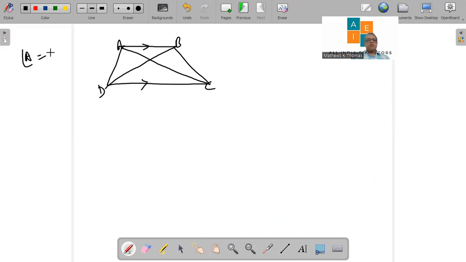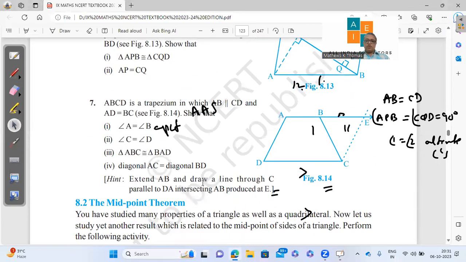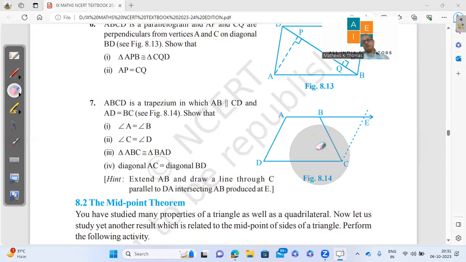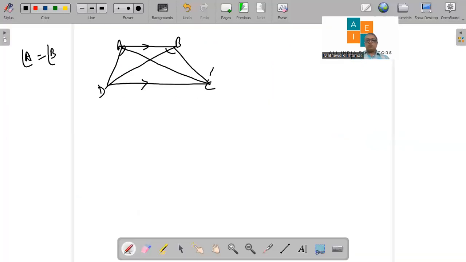The first part we have to prove: angle A is equal to angle B. And here in the hint of the textbook, they have given that we need to draw a line CE parallel to AD and extend AB. But this hint obviously will not be given in the exam. The hint is draw CE parallel to AD. We are drawing this line parallel to this and we are extending AB, right? So this is going to be our construction. Draw CE parallel to AD.